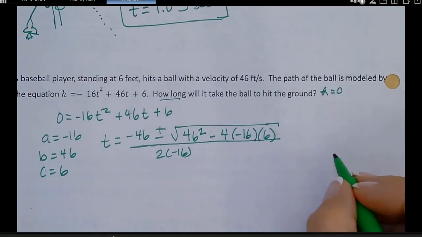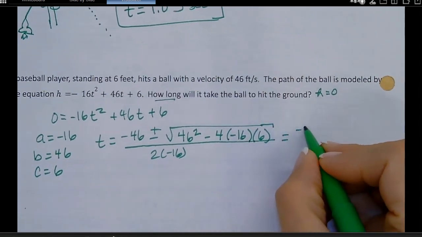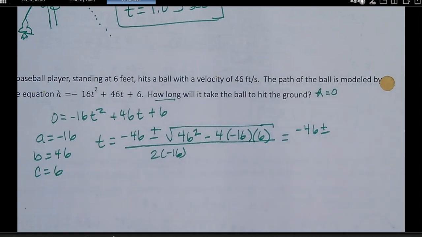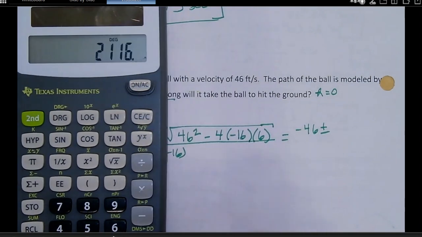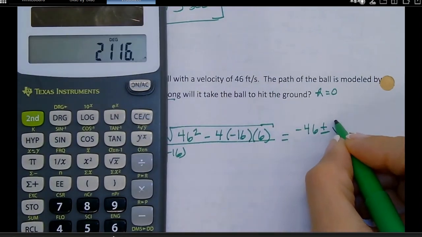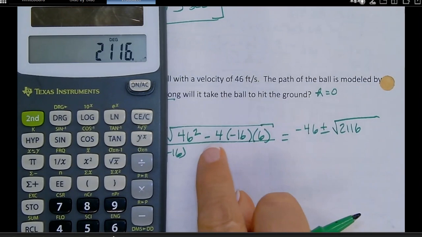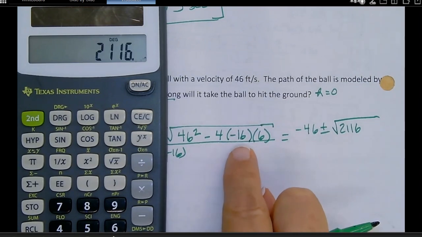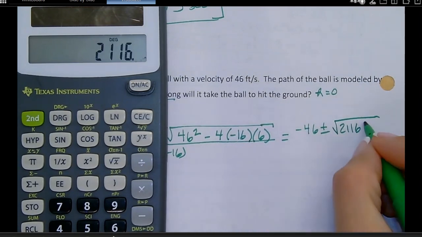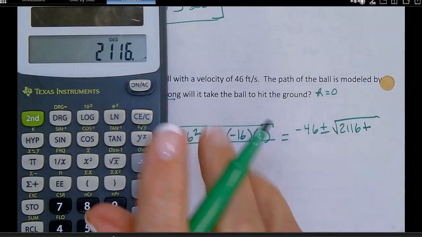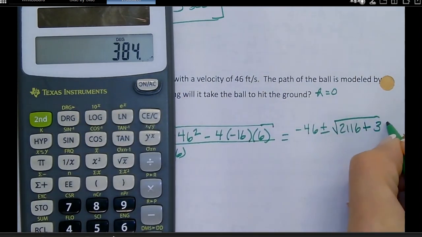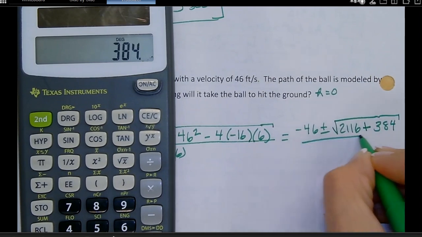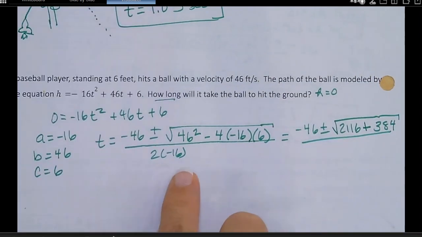And of course I'm just simplifying. Okay, so I know I have negative 46 plus or minus. I'm not squaring 46 in my head. 46 squared is 2116. So I want the square root of 2116. Negative 4 times negative 16 is going to be a positive number, so I know I'm going to be adding stuff. So I'm going to multiply 4 times 16 times 6. So I get 384 here. And it's all over negative 32.